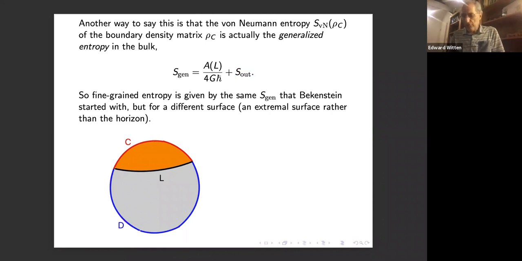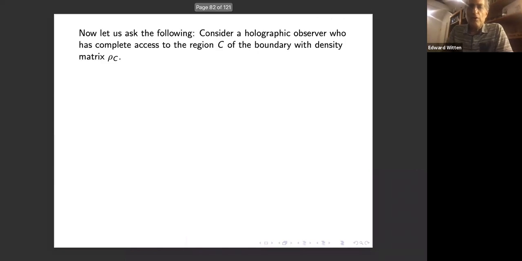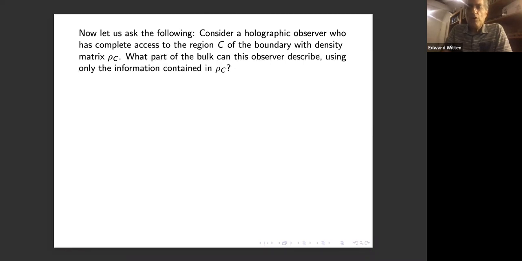Now we're going to have some fun, or at least I hope, if you're with me, it will be fun for the rest of the talk. We'll start by asking the following. Consider a holographic observer who has complete access to the region C of the boundary with density matrix rho sub C. What part of the bulk can this observer describe using only the information contained in rho sub C?